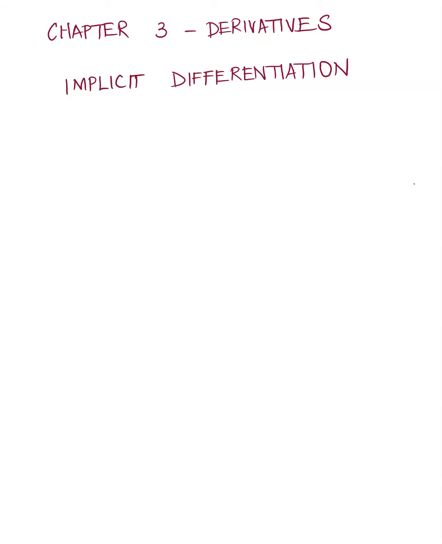Here we look at implicit differentiation. Just in English, implicit means something that's hidden, something that's not direct or straightforward. And differentiation, we saw, was the process of finding the derivative.